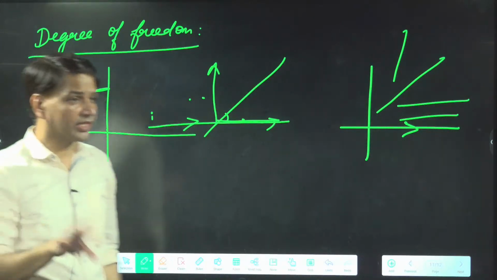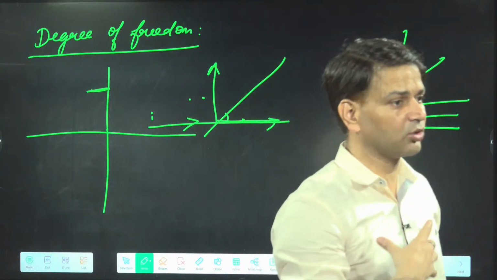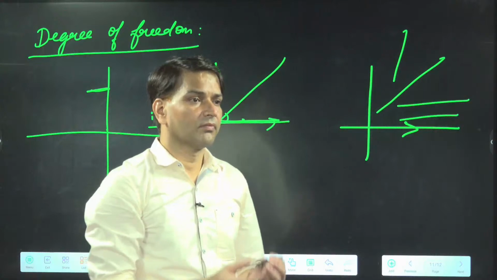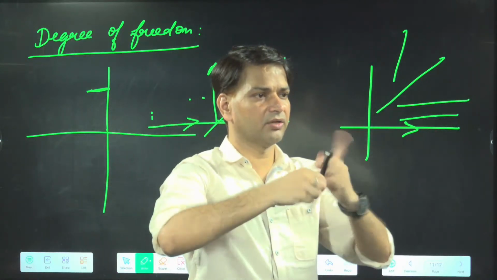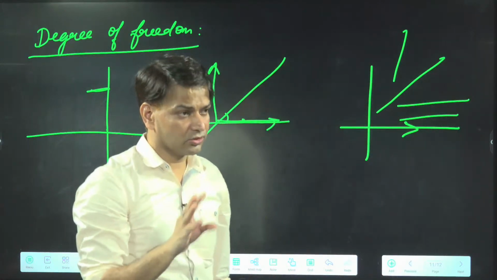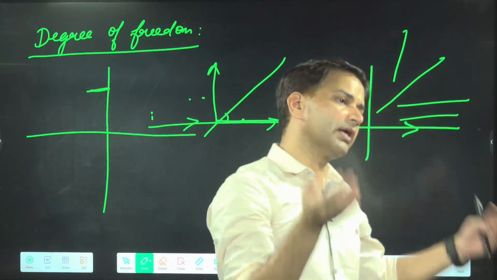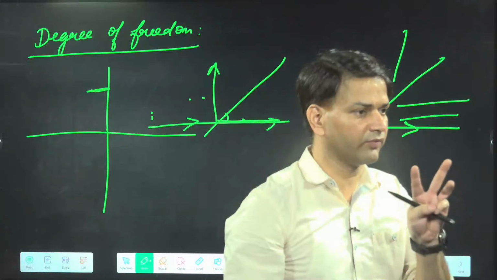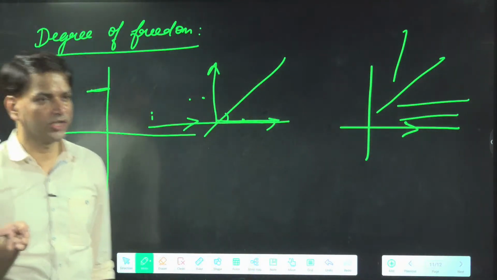So about the x-axis it is free to rotate, about the y-axis it can rotate, or the z-axis it can rotate. So how many rotational degrees of freedom may it have? 3, because it can rotate about the x-axis, y-axis, or z-axis. So rotational degrees of freedom will be 3. So 3 linear, 3 rotational.